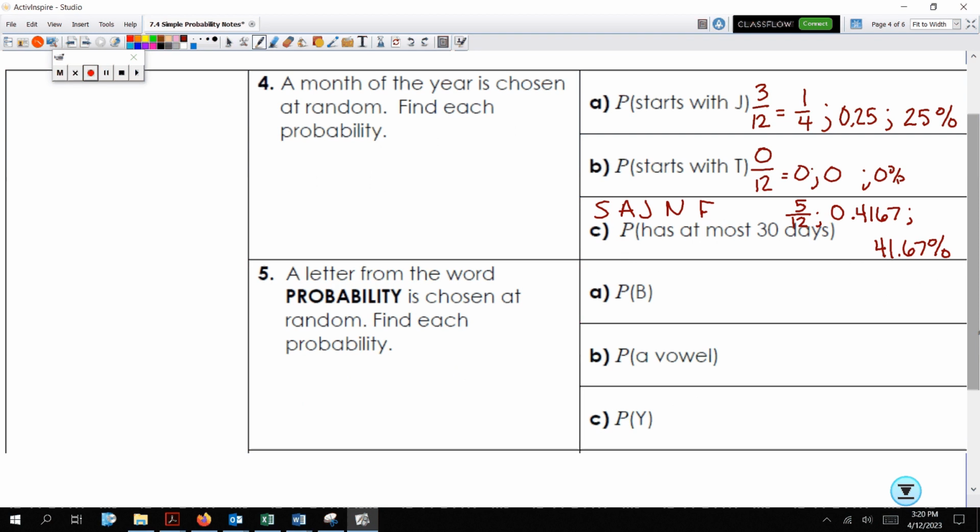All right. Number 5 says the letter of the word probability is chosen at random. Find each probability. The probability of getting a B.